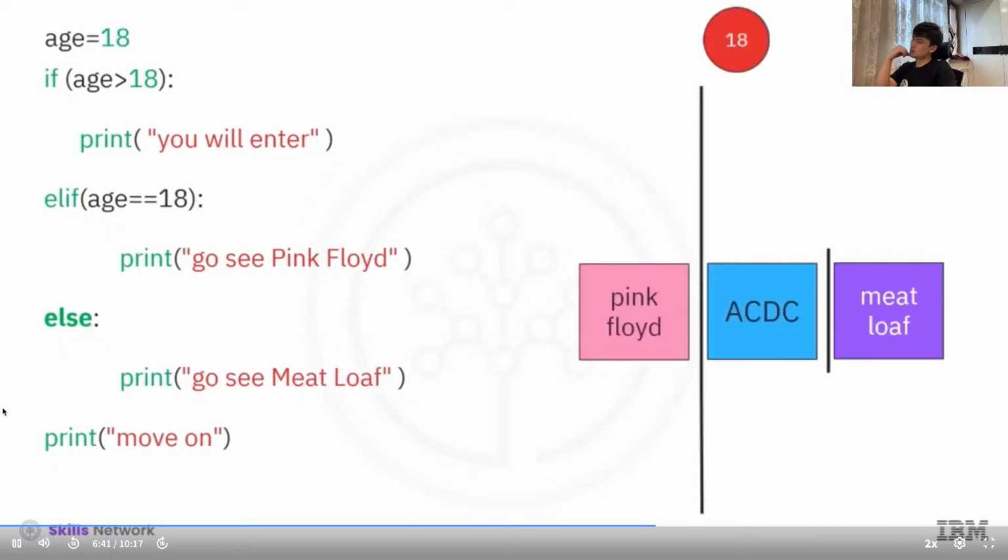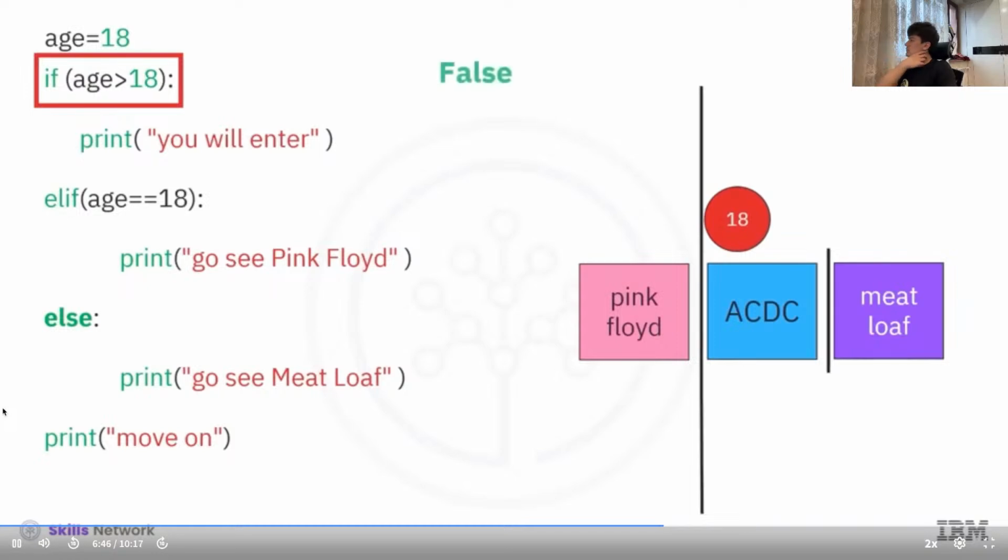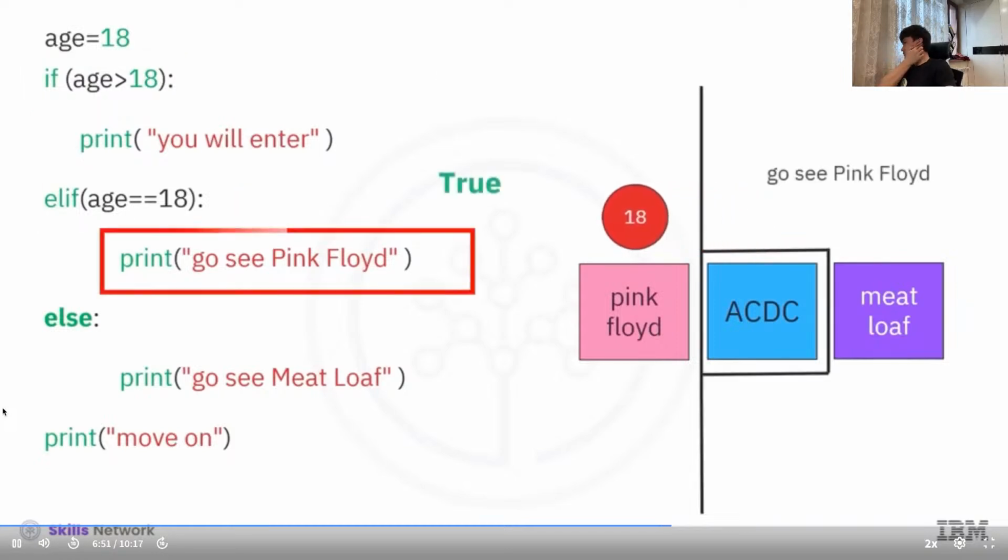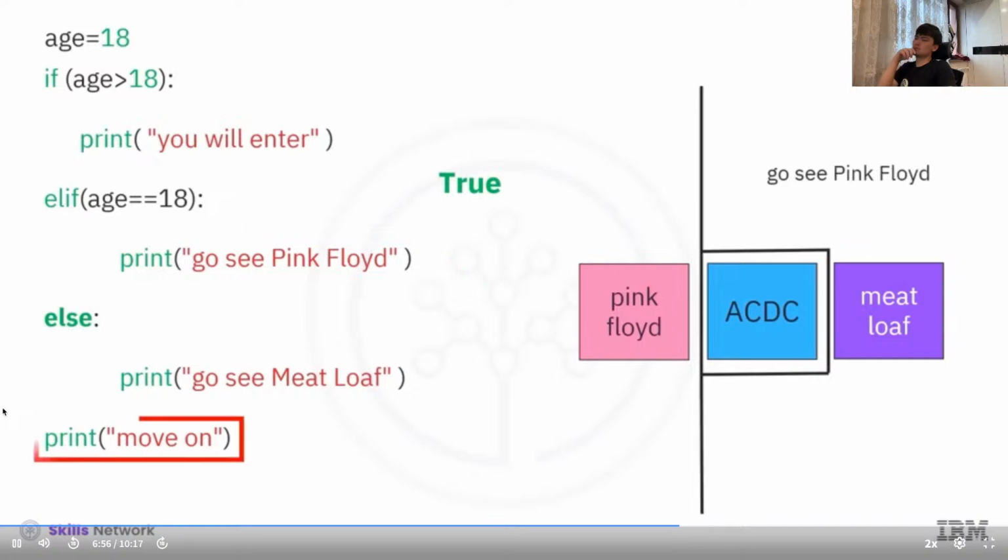Let's illustrate the code on the left. An 18-year-old enters. They are not older than 18 years of age. Therefore, the condition is false. So the condition of the elif statement is checked. The condition is true. So then we would print go see Pink Floyd. Then we would move on, as before.